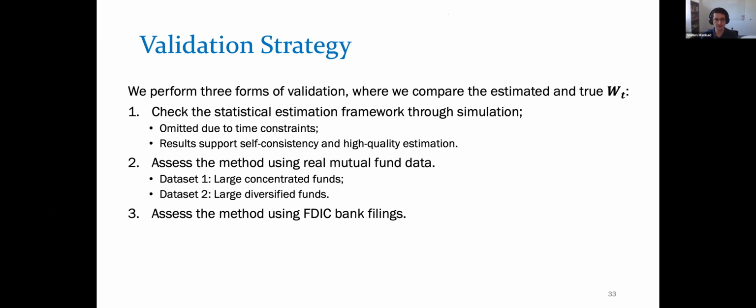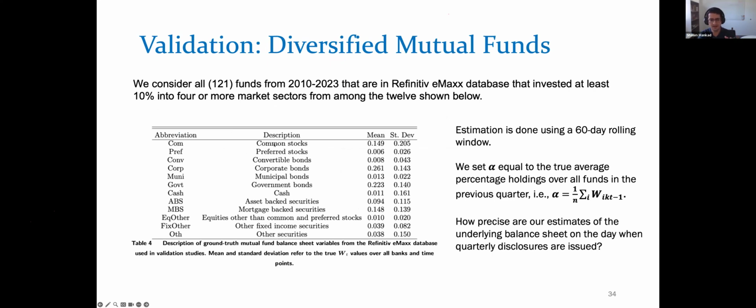And then from an application point of view, we tried to do the validation using real data in two different settings. One is mutual funds, and the other one is FDIC bank filings. We get the stock returns, let's say, for all these mutual funds, and we estimate what their holdings are. Here are the different asset classes for the mutual funds data set. Certain funds hold a lot of common stocks, other ones hold bonds. You can have asset-backed securities, all this kind of stuff. And depending on the mutual fund, some of them will hold different types of portfolios.